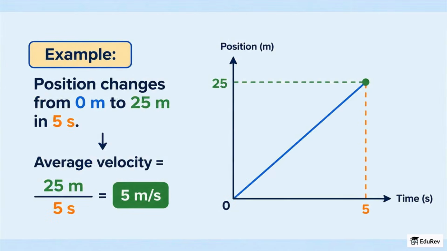For example, if position changes from 0 to 25 meters in 5 seconds, average velocity equals 25 divided by 5, equal to 5 meters per second.